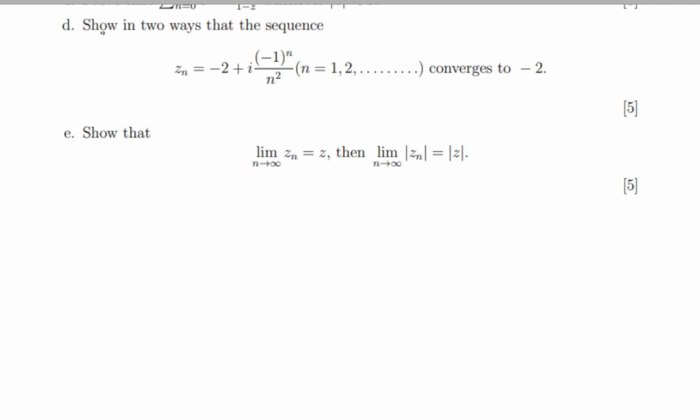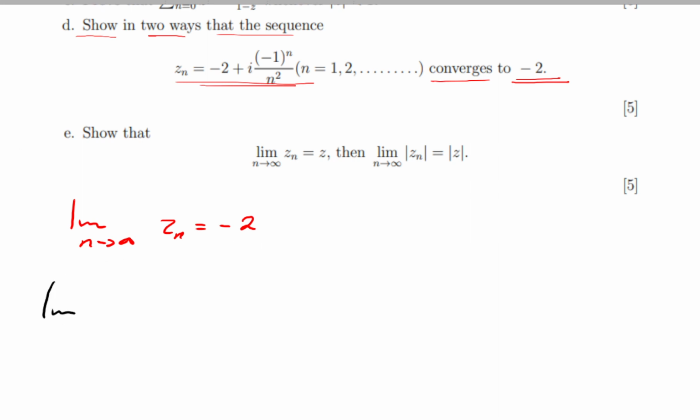Okay, so this question asks us to show in two ways that the sequence converges to -2. So what they are basically asking us is to show that the limit as n approaches infinity of Zn should be equal to -2. So what we'll do is take the limit as n approaches infinity of the sequence and see how we can get -2. Okay, so we'll try this method.